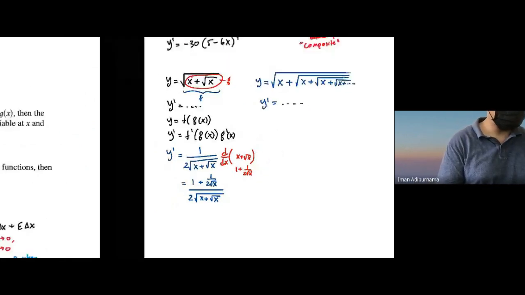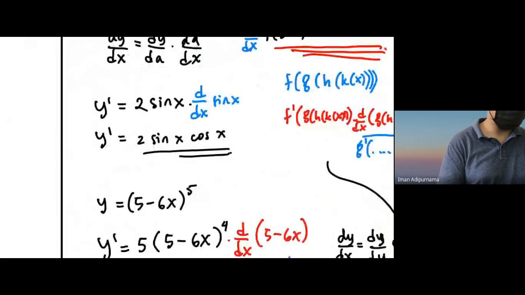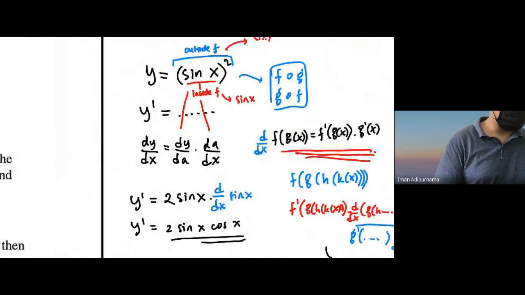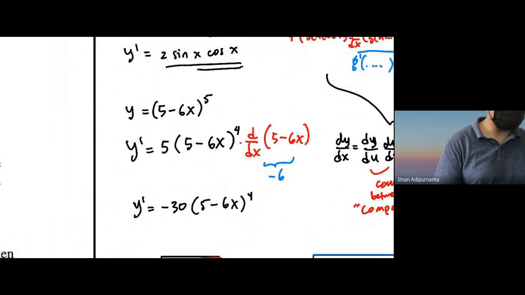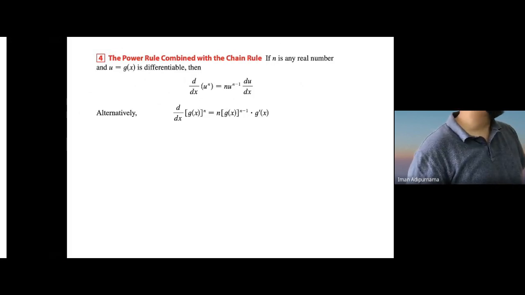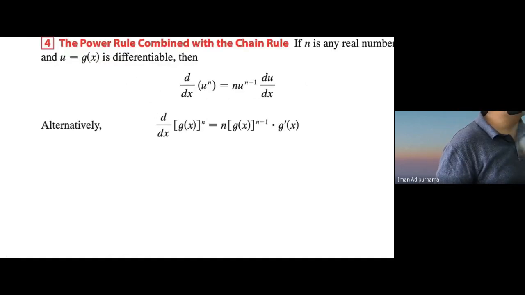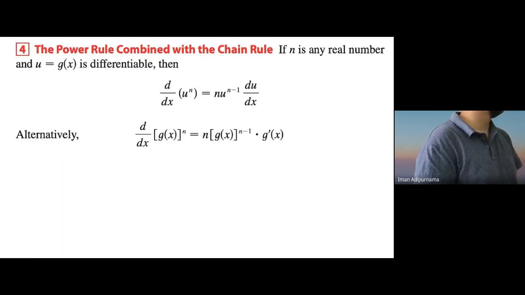In another way, if you have this kind of function, like at the beginning, this sine x, and you have the power, right? You have 5 here, which means that in terms of definition, it's called the power rule combined with the chain rule. Okay, with the chain rule.